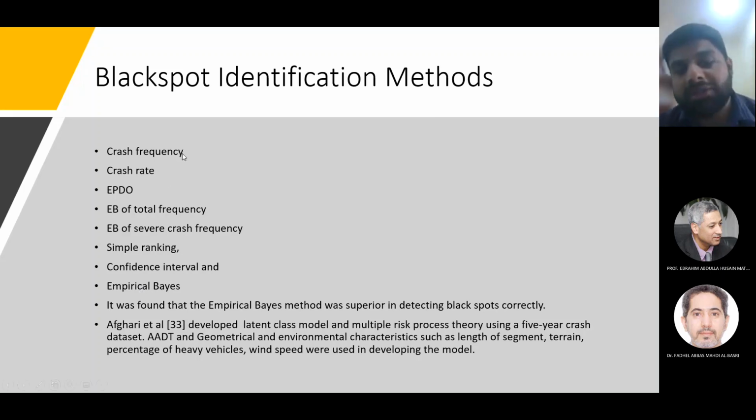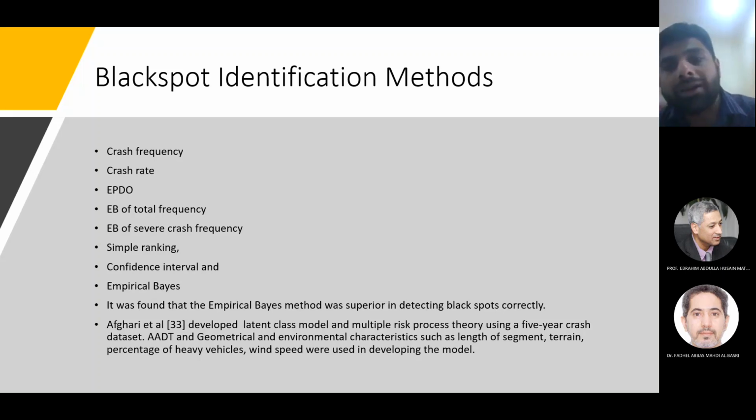Okay, and then they have also applied empirical based with some variations as well. But one thing which was found common in all the studies is the effectiveness of the empirical based method in identifying the black spots. Now, one thing which is common between the empirical based method and the CART analysis which we are using in this study is the method of probability. So these two methods, CART and empirical based method, are probabilistic methods.